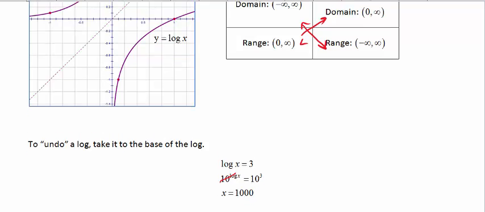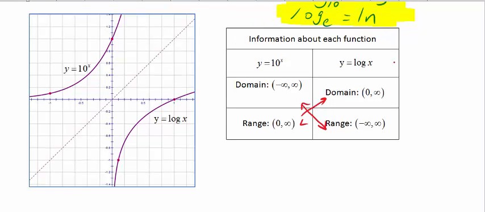So for example, over here, let's look at this. Let's say I wanted to find the inverse. Remember, step 1 in finding the inverse is switch the x and y. So I have x equals log y. The second step is to get y by itself.